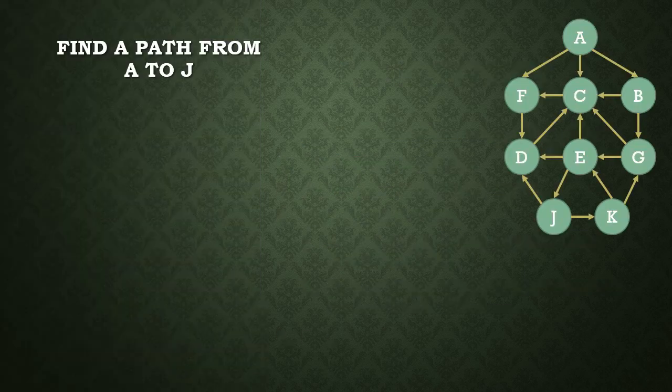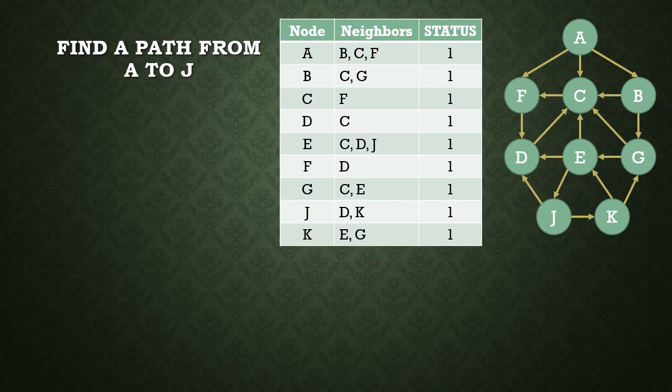Find a path from A to J in the diagram shown here. The first step is to create an adjacency list in which we list the nodes and their neighbors. In the same list, we initialize status variables of all the nodes. This is the table that is generated. A has neighbors B, C and F. B has neighbors C, G. What I am doing is I am looking at every node and listing the nodes to which an arrow goes from the current node.